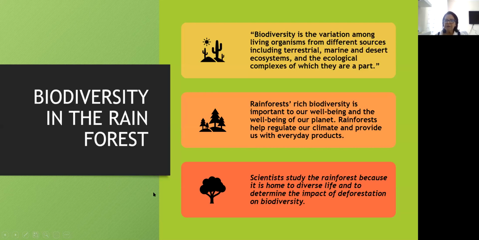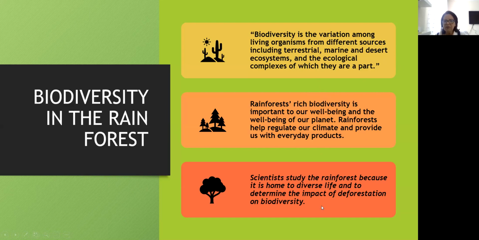Biodiversity in the rainforest. What is biodiversity? It is the variation of different living organisms from different sources, including terrestrial, marine, and desert ecosystems, and the ecological complexes of which they are part. So we will mention that the rainforest's rich biodiversity is important for the well-being of our planet. We go back and forth with this same idea: protect our planet. This is the idea of this class.